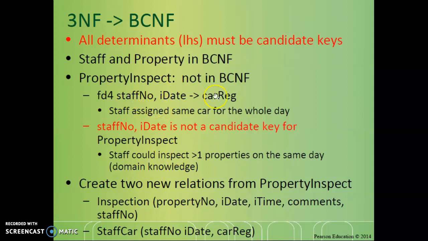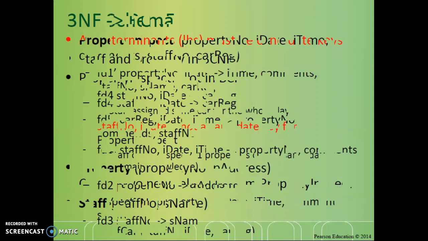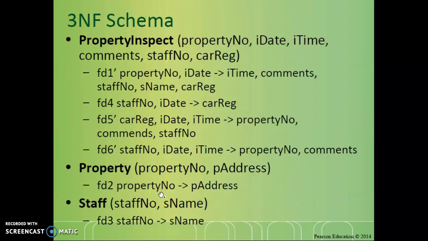So what we are going to do, whether it is in BCNF or not, for all these three tables, we simply identify all the determinants, all the left hand side attributes, and make sure they are candidate keys or not. That is what we are going to test. We can see that the property and staff relations are already in BCNF.